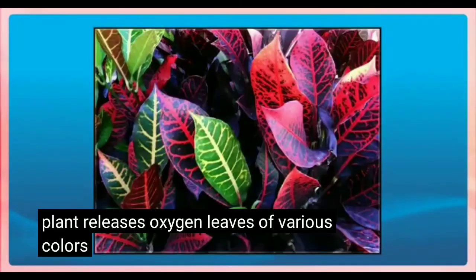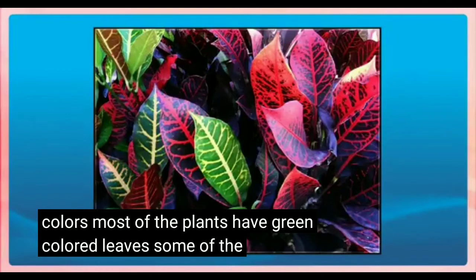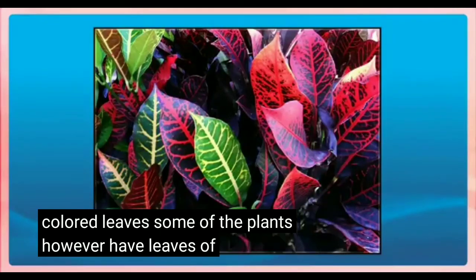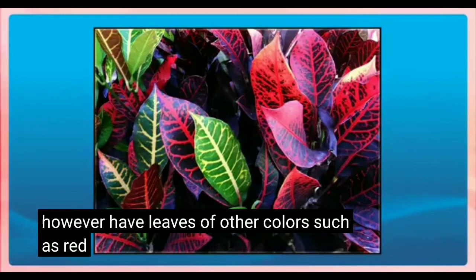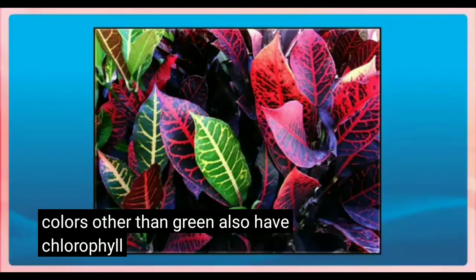Leaves of various colors. Most of the plants have green-colored leaves. Some of the plants, however, have leaves of other colors such as red, violet, yellow, etc. The leaves having colors other than green also have chlorophyll in them.